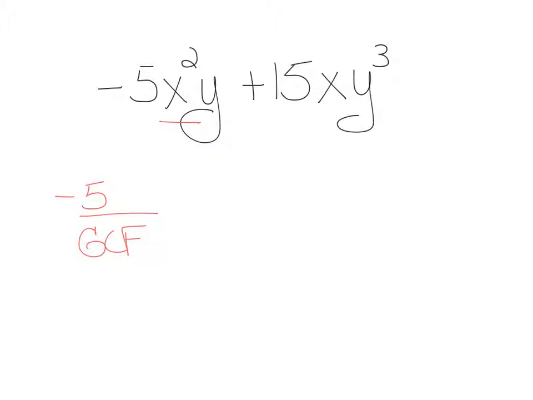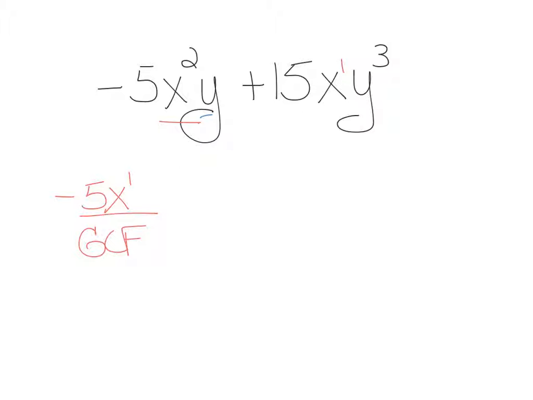So starting with the x's, here I have 2. And then down here, there's an imaginary 1 there, right? That 3 only goes with the y. So in the first term I have 2, in the second term I have 1, so the most that I can take out safely without ruining my problem is 1, the lowest power that we have.